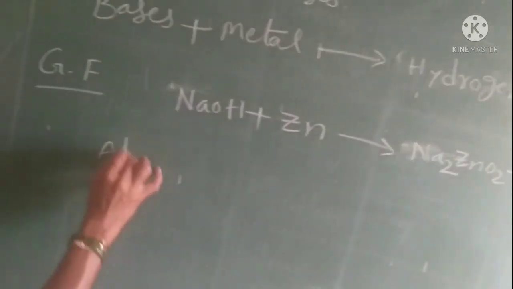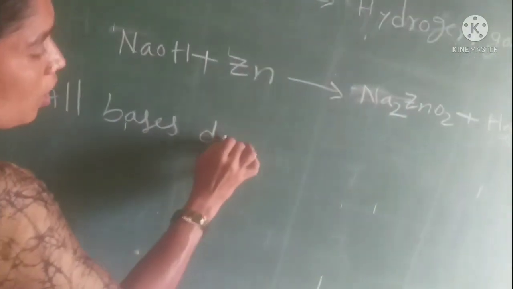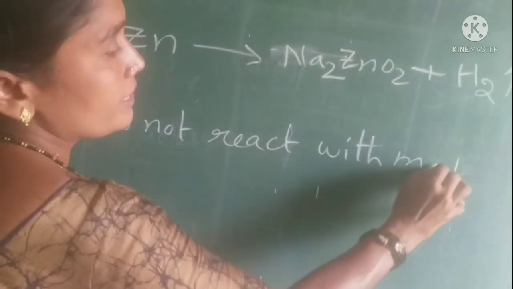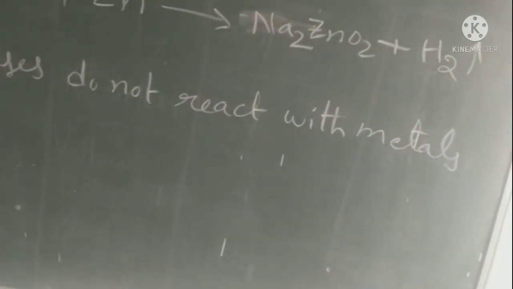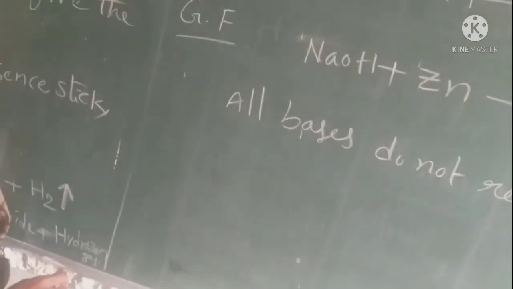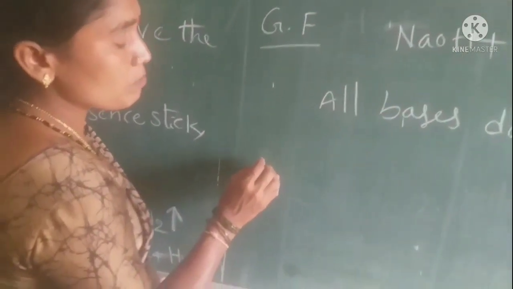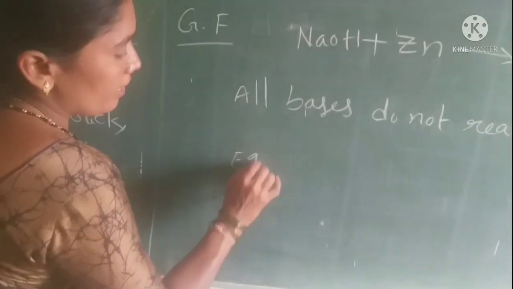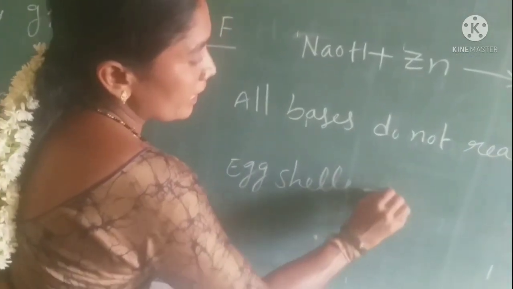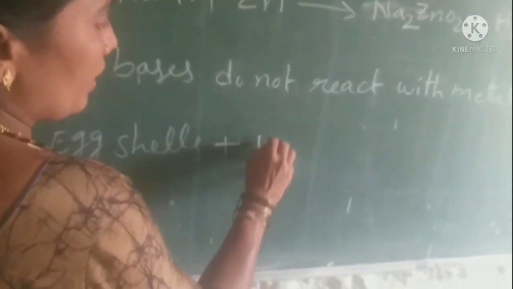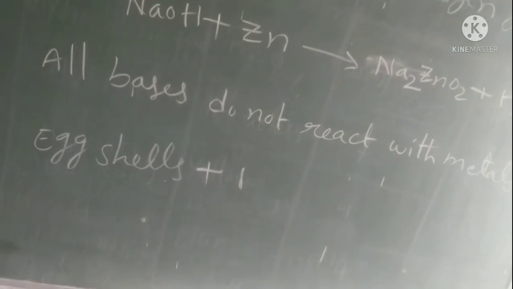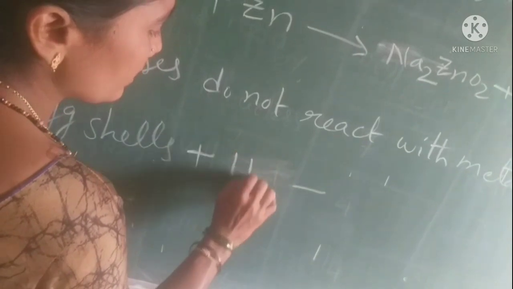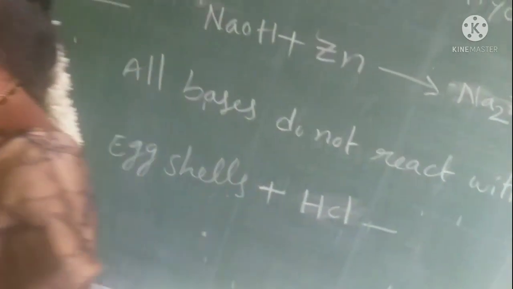All bases do not react with metals. Okay, children. Next, a small activity. Egg shells react with hydrochloric acid. Egg shells react with hydrochloric acid.